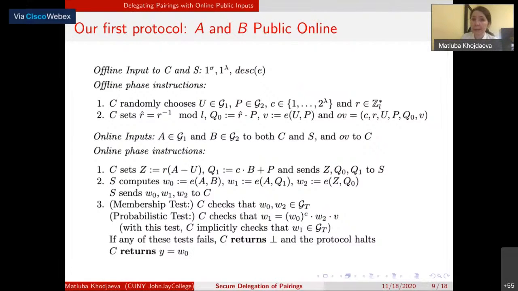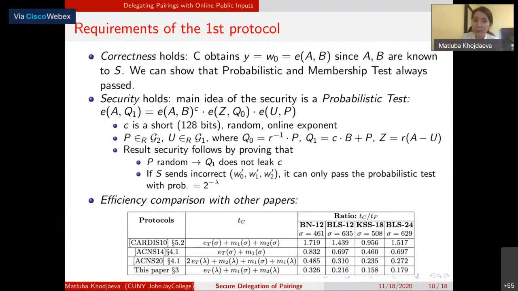In our first case, when A and B are public, we would like to evaluate e(A, B) using this protocol, but I cannot go into detail. If you want, you can read our paper or watch the previous video. The paper shows that this satisfies correctness, security, and efficiency, and it compares with the previous results. We are mainly considering the client's online runtime versus non-delegation. Of course, the smaller the number the better, and you can see that our result is better than the previous results.